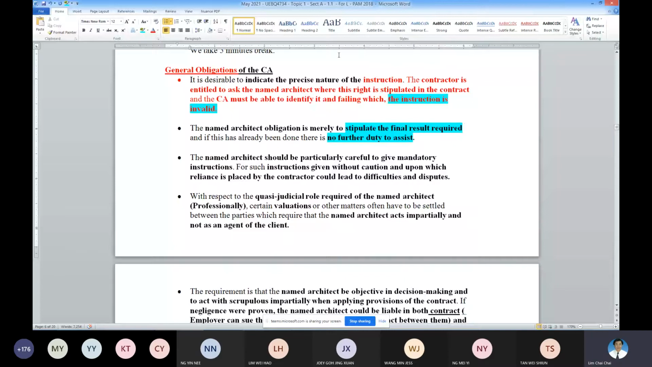So be careful when you give instruction, mandatory instruction. Okay, so if you give instruction that you cannot support, it will lead to problems and dispute in future. So this is the obligation to give instruction carefully, especially mandatory instruction. Okay.